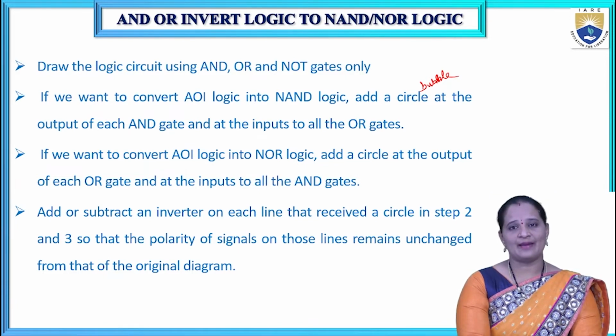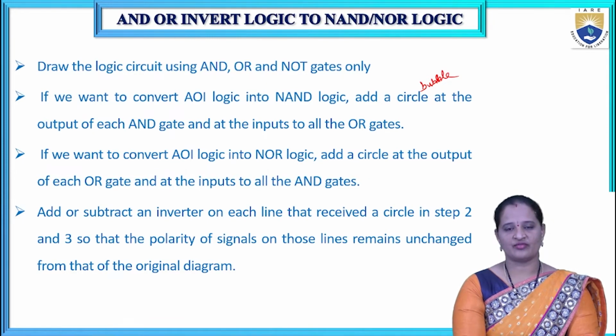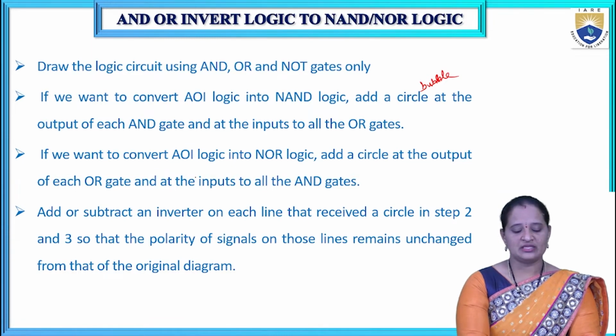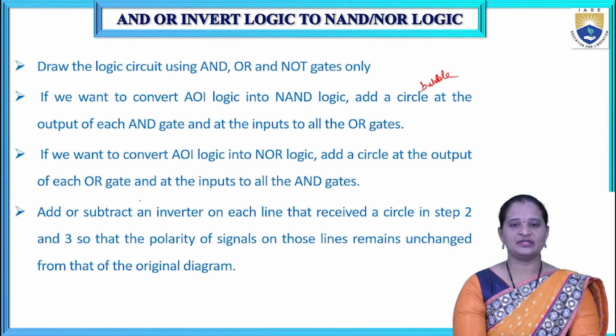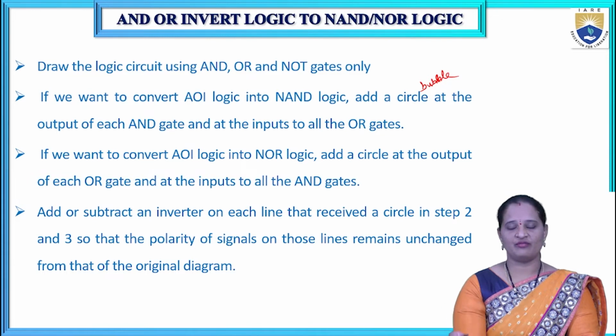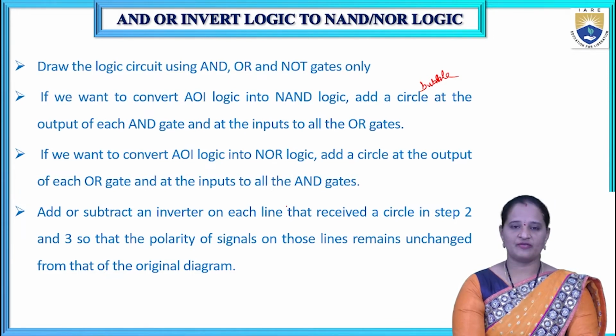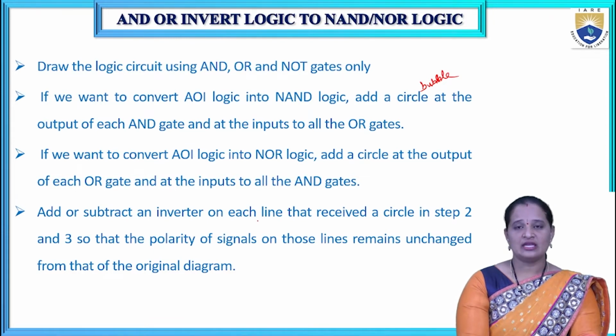That is the case when we have chosen NAND logic. If we have chosen NOR logic, then what do we have to do? It should be reversed. We have to add a circle or bubble at the output of each OR gate and also at the inputs to all the AND gates. In the previous case, the NAND logic, I said to place a bubble at the output of the AND gate and at the inputs of each OR gate. But in the case of NOR logic, it is reversed. That means place the bubbles at the outputs of OR gates and at the inputs of all the AND gates. So this is the second step.